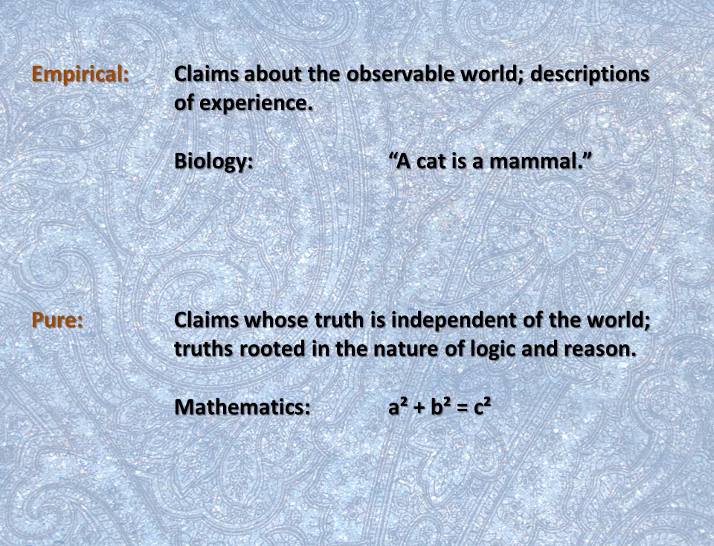On the other hand, what Kant is calling pure knowledge here, what he says is a priori knowledge, a priori, Latin for before experience. But in this case, it's not so much that it's before or after experience, it's that it is independent of experience. So, claims, as I've said, whose truth is independent of the world, truths rooted in the nature of logic and reason. And so, for example, if you picture a triangle in your head, the claims you can make about a triangle aren't just claims about specific triangles in the world.